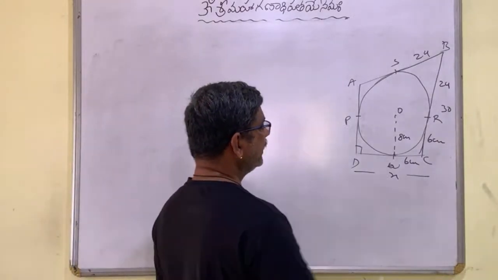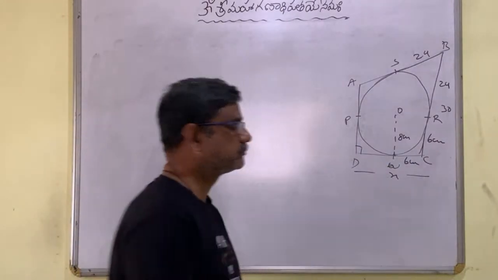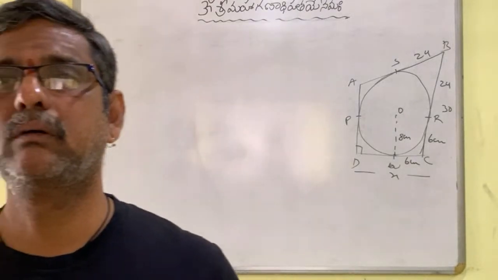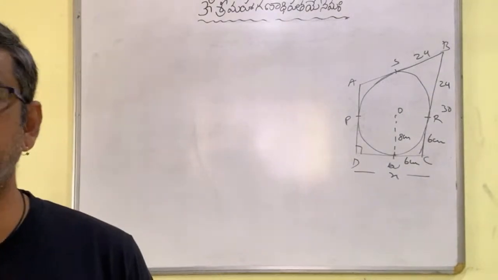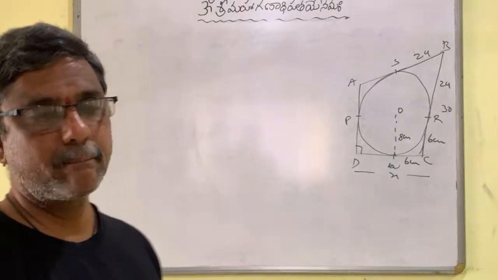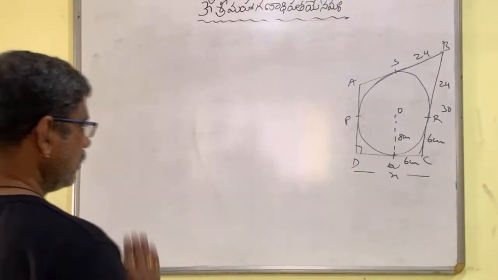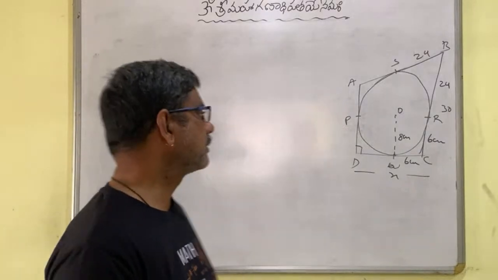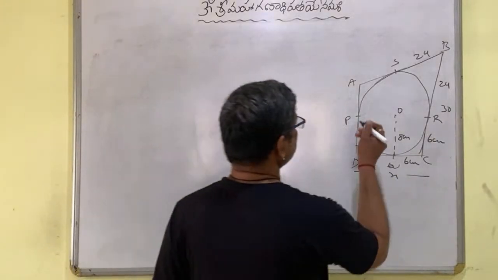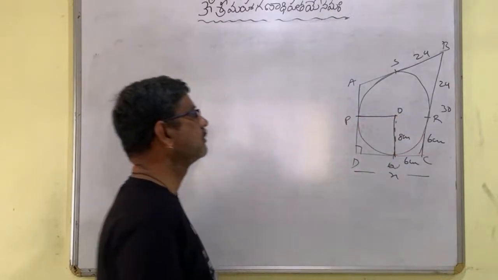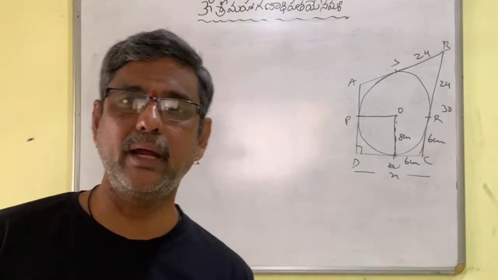Now, we need to find out DQ. If we find out DQ, then we can have DQ plus QC is equal to DC. How to find out DQ? Here what you will do is join PO and OQ.